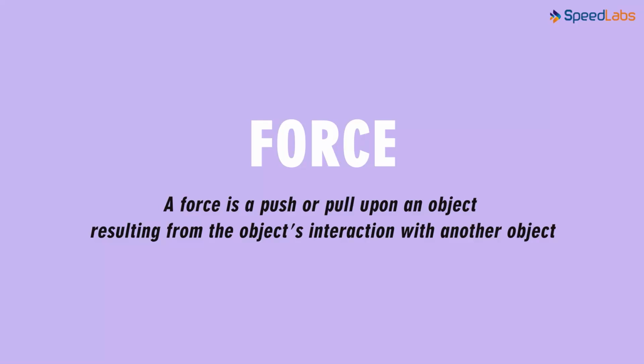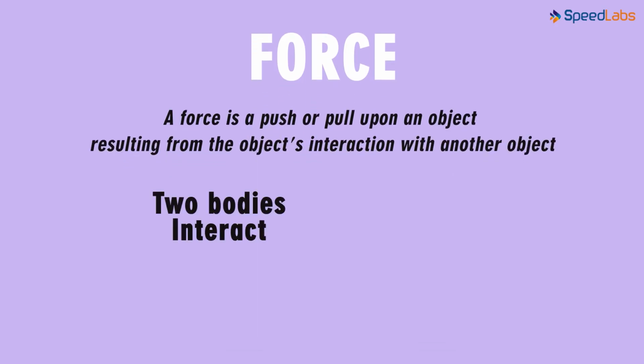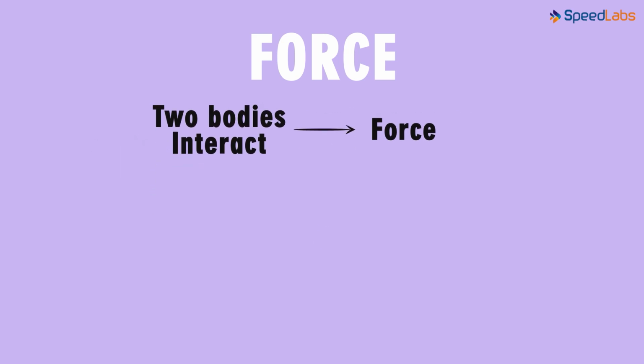At the end of the last video, I talked about interaction between any two bodies. Whenever two bodies interact, each one of them applies force onto the other. But how do the bodies interact? Interaction between the bodies can be basically of two types.